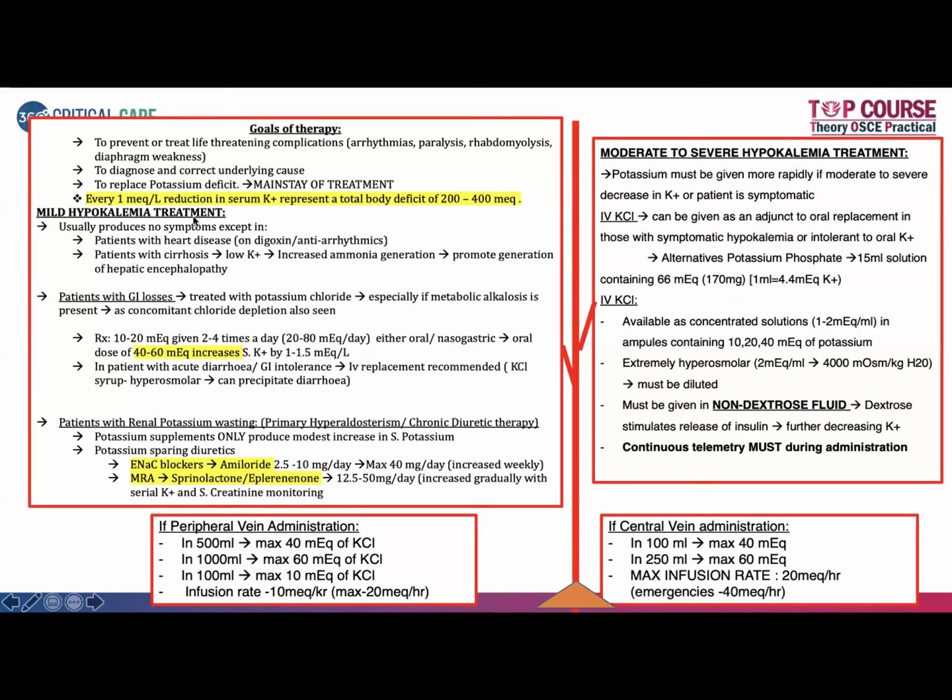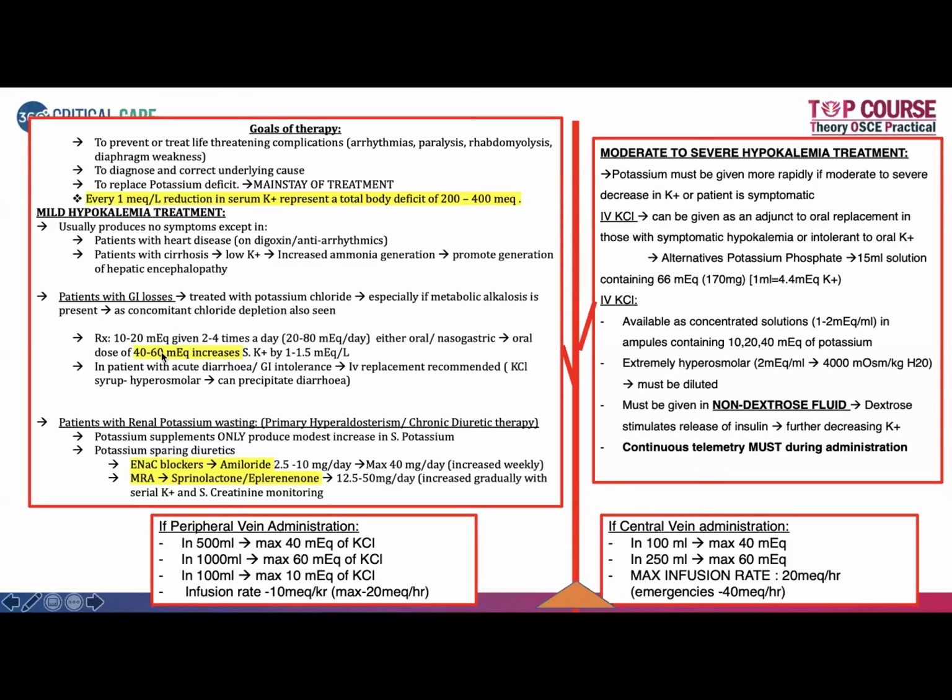In mild hypokalemia, usually it produces no symptoms, but you need to be very careful in patients who have heart disease, digoxin, and antiarrhythmic agents. And in cirrhosis, it can precipitate hepatic encephalopathy. In patients with GI losses, especially associated with metabolic alkalosis and concomitant potassium chloride depletion, that means the patient is having a high RT aspirate. So that is resulting in contraction alkalosis and chloride deficiency. In that scenario, go for an IV supplement. So in diarrhea, GI intolerance, IV supplement is needed.